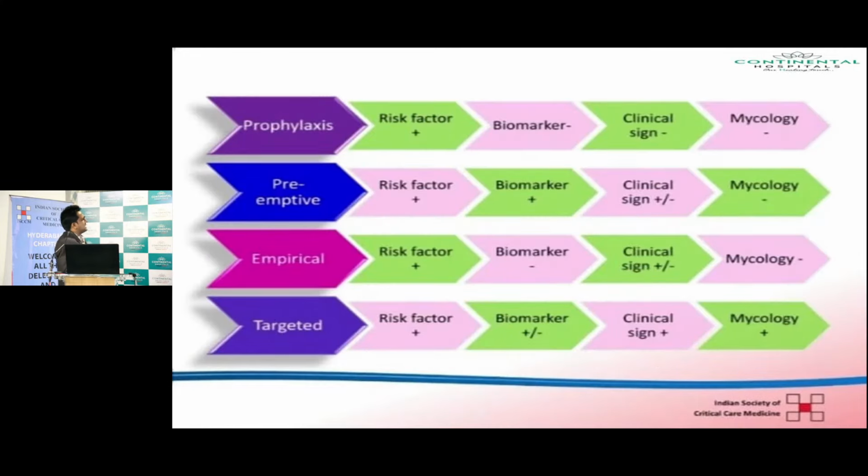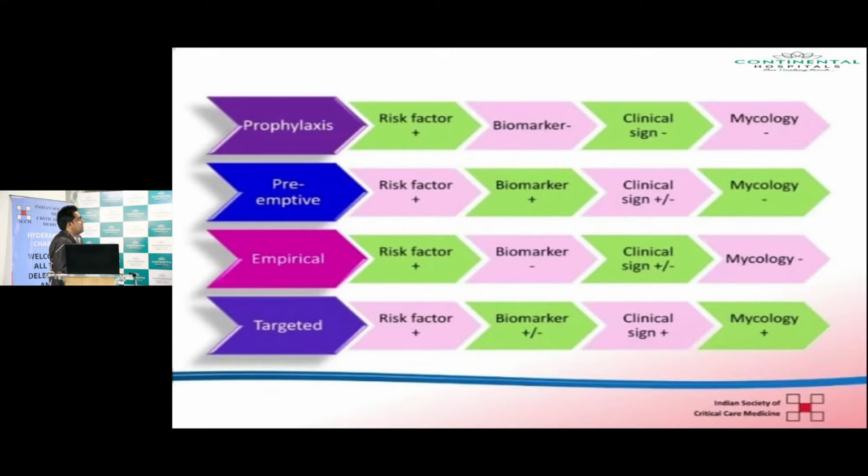The broad strategies of management would be prophylaxis, preemptive, empirical, and targeted. Prophylaxis is when there is a risk factor and there are no clinical signs and symptoms. Preemptive is when a biomarker for invasiveness is positive and risk factors are there, but the patient has not developed any clinical signs and symptoms; in such a scenario we give preemptive treatment. Empirical treatment is when the patient has developed clinical signs and symptoms, there is a risk factor, and the fungal cultures are awaited.